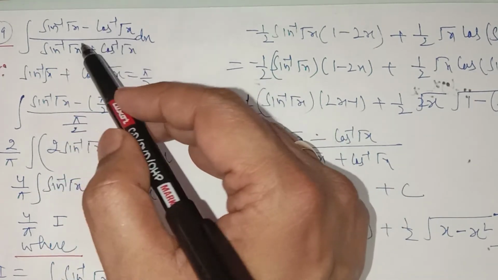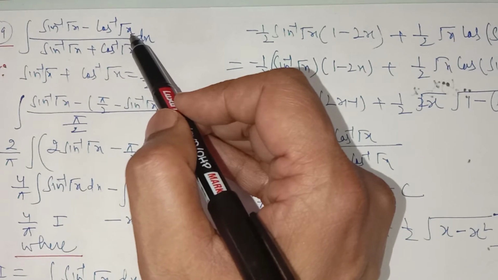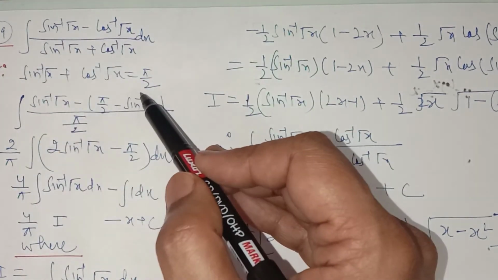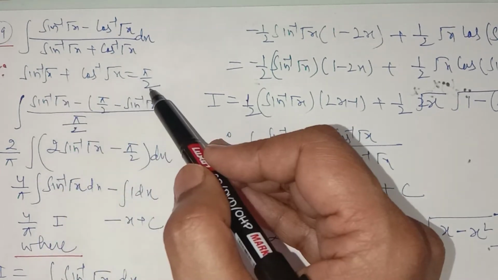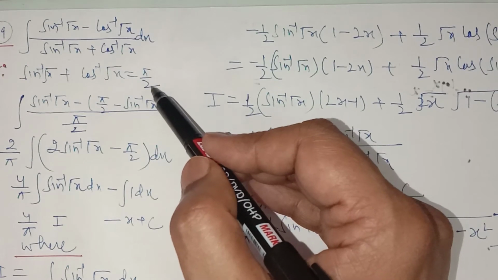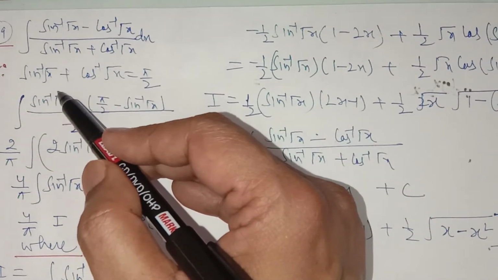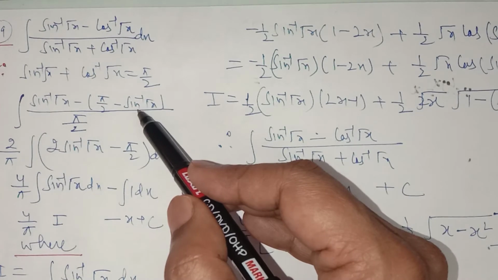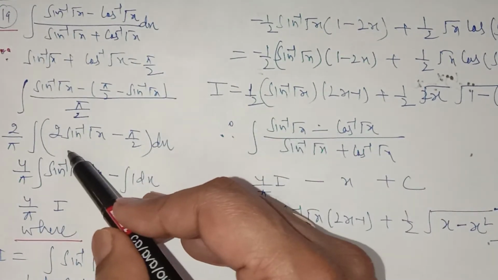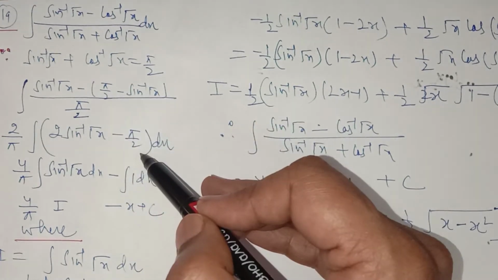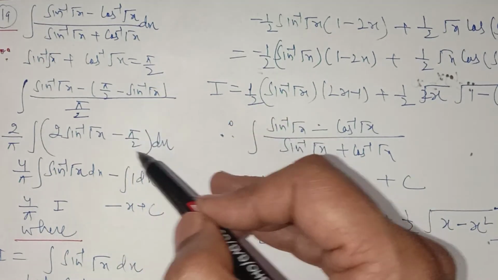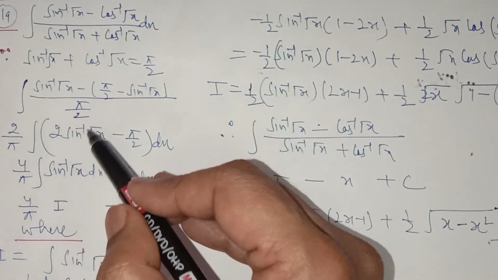So in the numerator, either you convert cos inverse root x into sine inverse root x, by using this identity. So I converted this cos inverse root x is equal to pi by 2 minus sine inverse root x. See it very carefully. So sine inverse root x plus sine inverse root x is equal to 2 sine inverse root x minus pi by 2. Multiply and open the bracket. So this into this is equal to this.